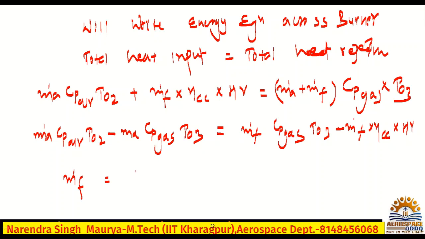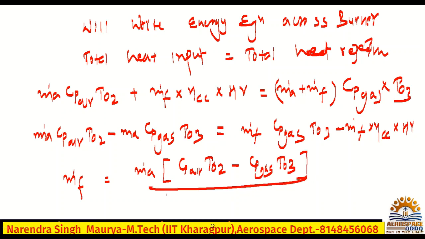So what will be m dot f? m dot f will be m dot a into Cp air T02 minus Cp gas T03, divided by, taking m dot f common, Cp gas T03 minus eta Cc into heat value. We'll write all the data, so we'll get m dot f.